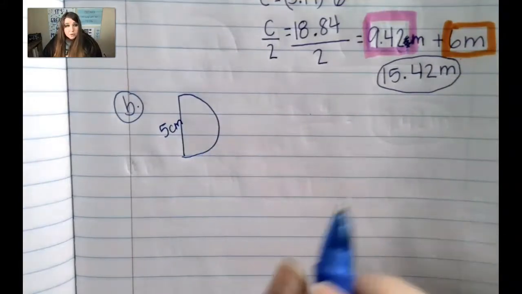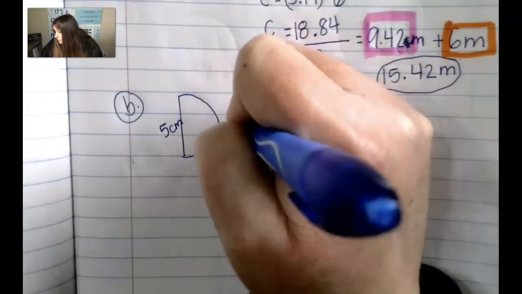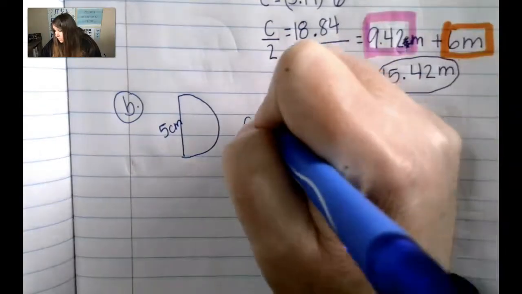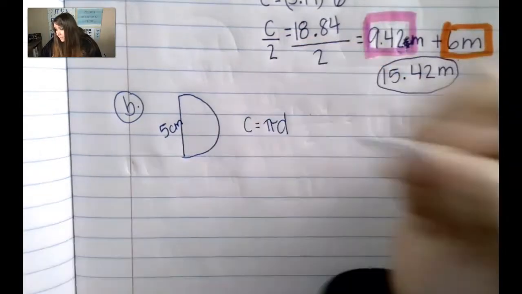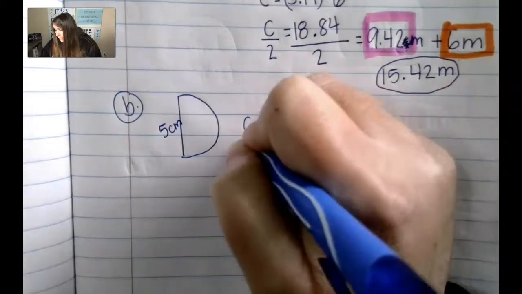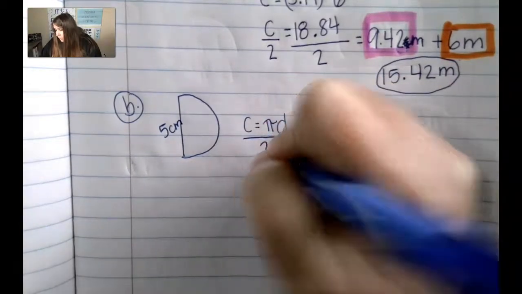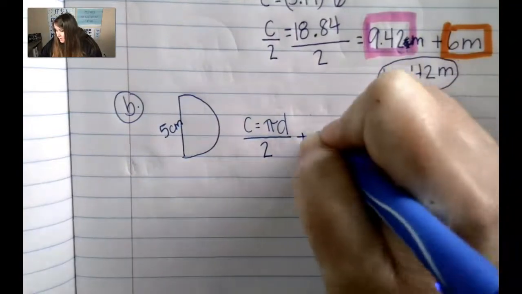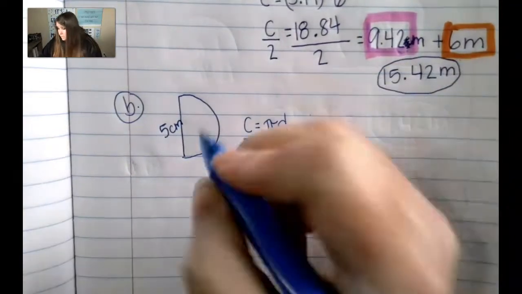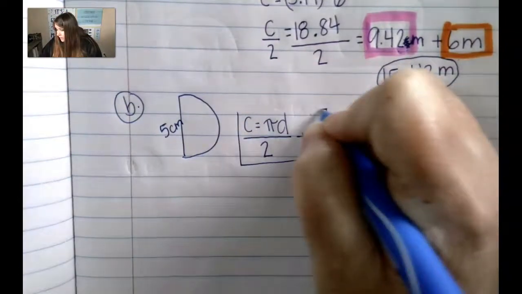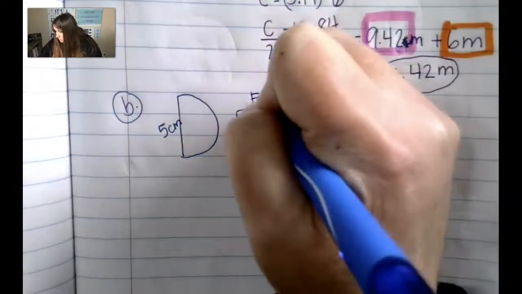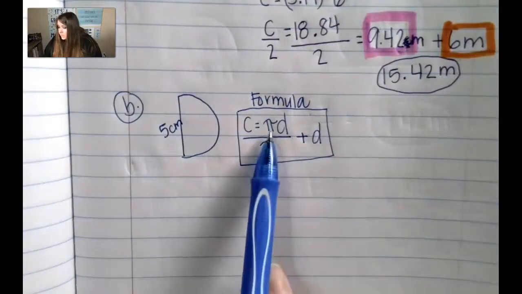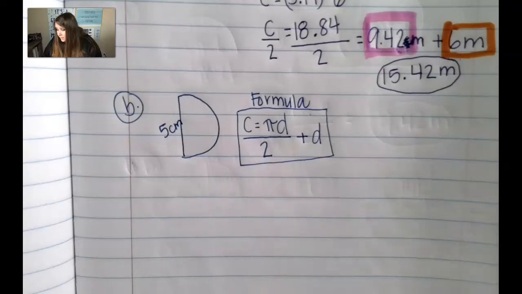So our job is to first find the circumference of a whole circle. Okay, so we're going to look at the circumference of the whole circle: pi times diameter. And then we're going to cut the whole thing in half. And then after that, we're going to add on the diameter. Okay, this is the formula that we are using. All right, so first, let's start with pi and the diameter.